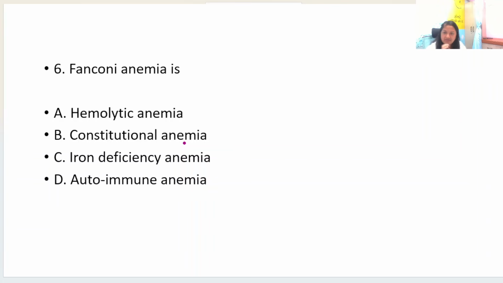Fanconi anemia is, your options are hemolytic anemia, constitutional anemia, iron deficiency anemia, and autoimmune anemia. So we all know that Fanconi anemia is classified into constitutional anemia, right? Constitutional pancytopenias. So this is clear. This is a clear-cut answer.